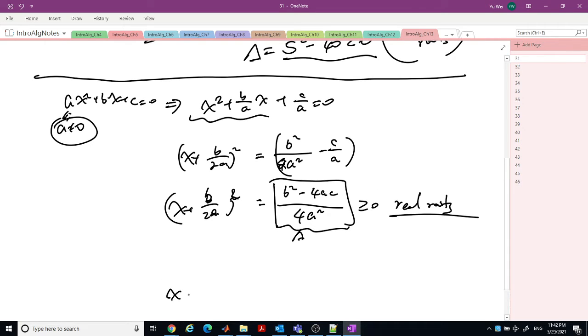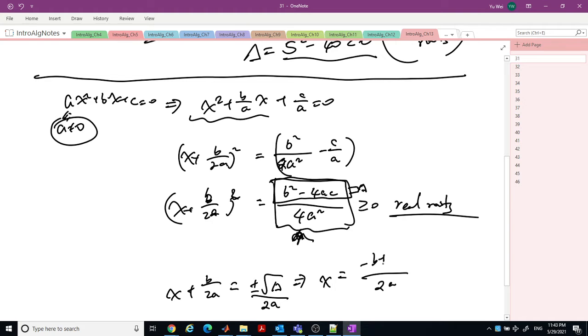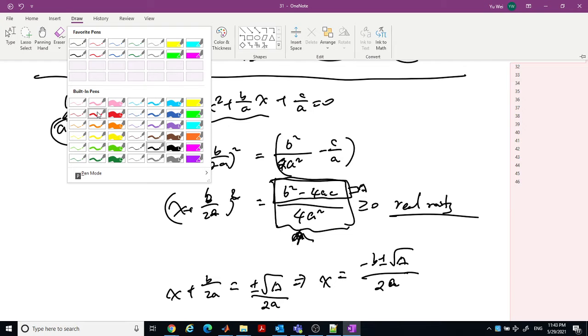So now we have x plus b over 2a equal to plus minus root of delta over 2a. If delta is greater than 0, then we have... I'm sorry, this is 2a over root delta. Okay, this is delta, I'm sorry, this part is equal to delta. So that's why x equals minus b plus minus root of delta over 2a. Okay, so that's why delta is b squared minus 4ac. Here's the definition.